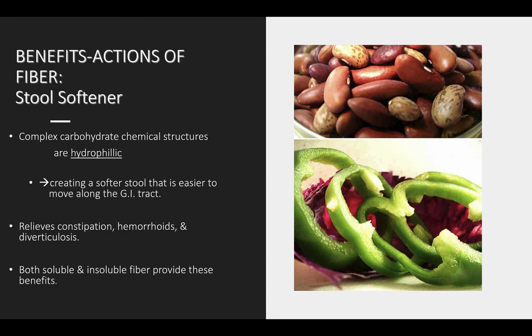Fiber can act as a stool softener. That's because the complex carbohydrate chemical structures are hydrophilic. They're water-loving, so they create a softer stool that moves more easily through the gastrointestinal tract. It can help relieve constipation, hemorrhoids, and diverticulosis, which I'll talk about in a minute. Both types of fiber provide these benefits.